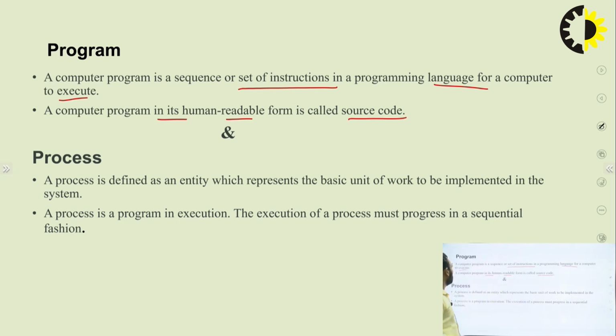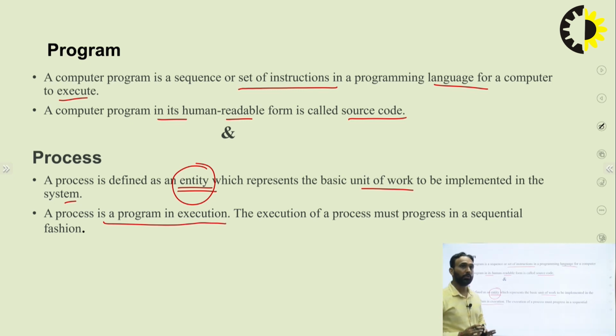And if we talk about what is a process, a process is defined as an entity. Here I put stress on one point: entity. Why entity? Because it changes from one state to another, as we will see on the next slide. It represents the basic unit of work to be implemented in a system. Or in a more technical form, we can say a process is a program in execution. The running program is known as a process in its execution form.